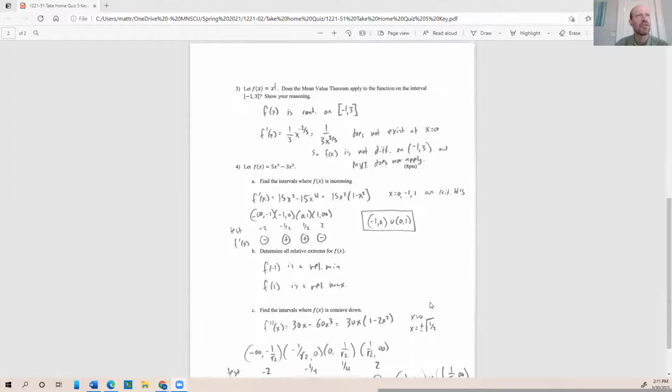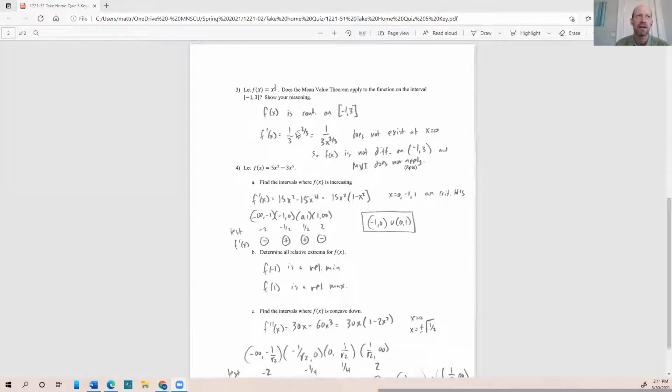The other issue that came up, so this one, you've got to be careful about what it means to be differentiable. The derivative has to exist. In this case, the derivative doesn't exist on that interval.